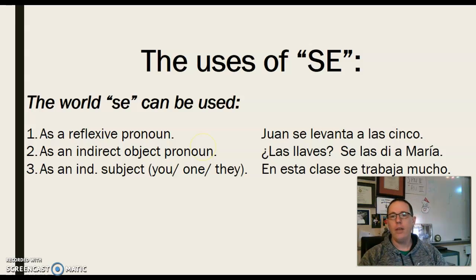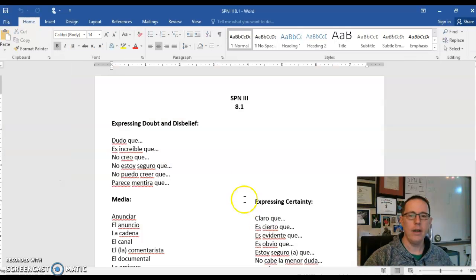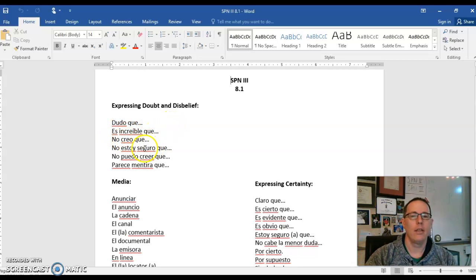Pretty straightforward, okay? Let's go ahead and take a look at our vocab real quick. So we'll get out of this one. We'll come into this one. There it is, okay? So expressing doubt and disbelief, a few expressions that do that. Dudo que, I doubt that. Es increíble que, it's incredible that. No creo que. No estoy seguro que, I'm not sure that. No puedo creer que, I'm not able to believe that, or I can't believe that. Parece mentira, it seems like a lie to me, seems false that, okay?